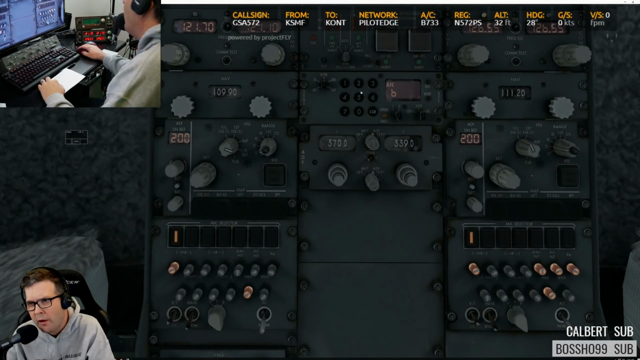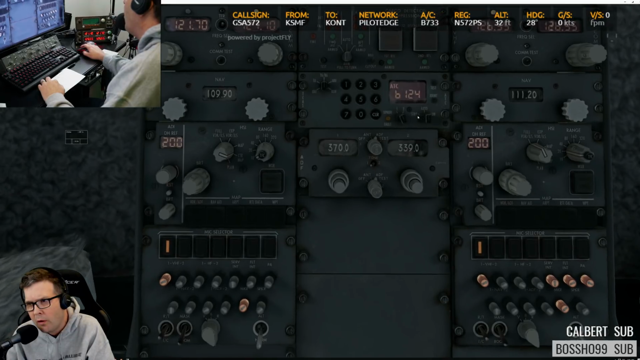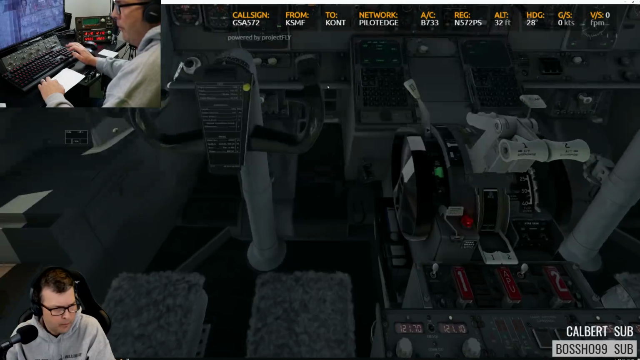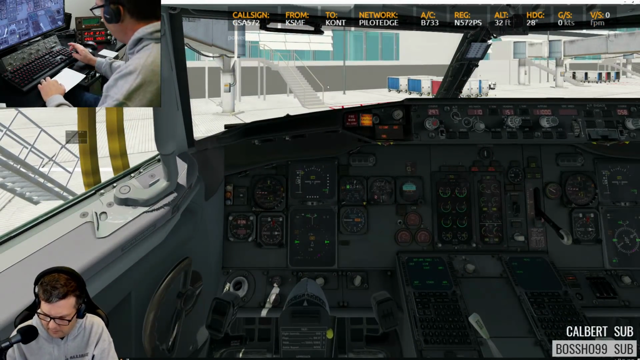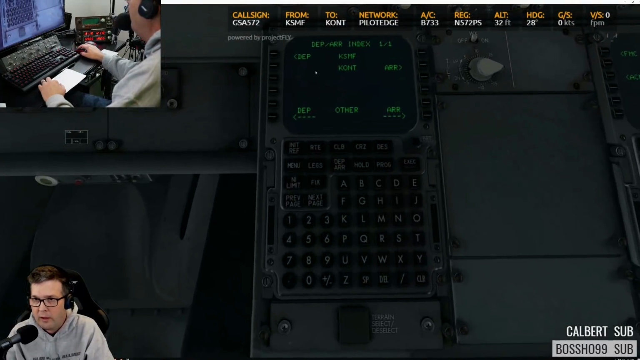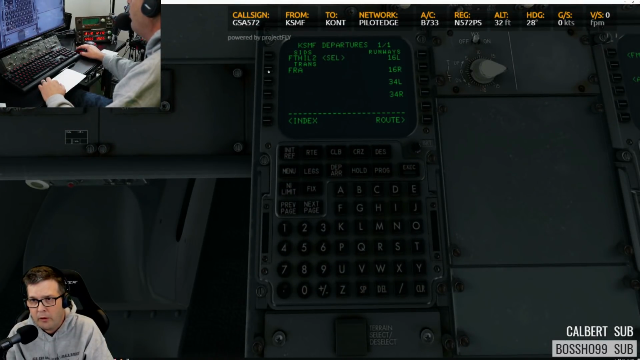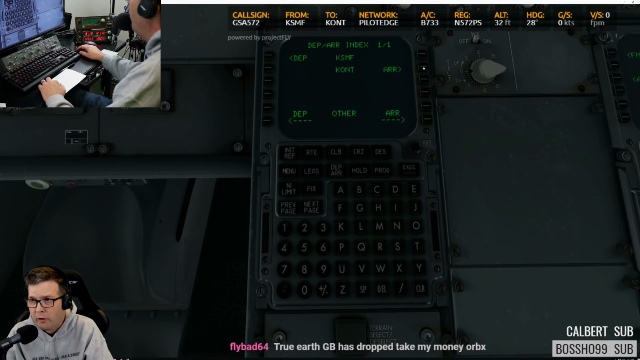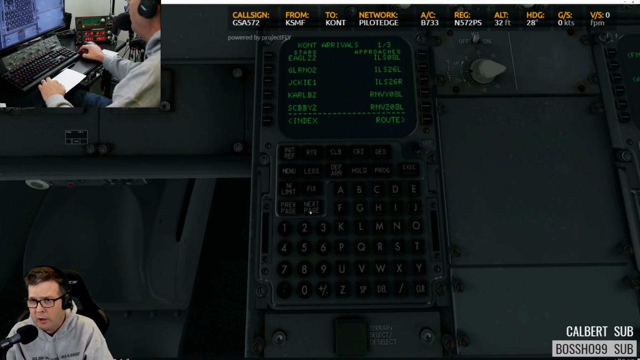All right, 6124. Flybad 64, how you doing? Yeah, 6124. All right, come in here. KSMF, Foothill to departure, free ant transition, 34 left. Route departure Ontario. We're going to do the Ziggy 7 arrival with the TTE transition. We're going to do ILS 26 right approach or the visual, either one.